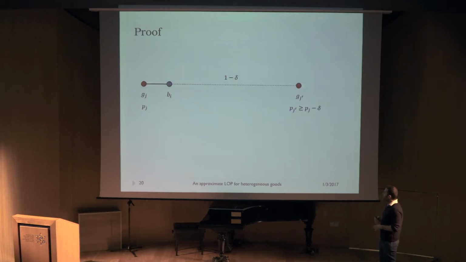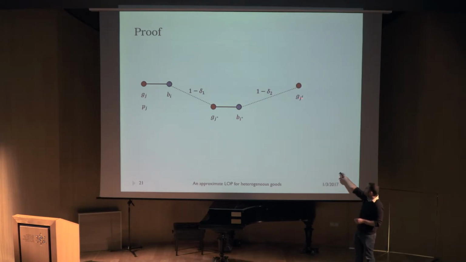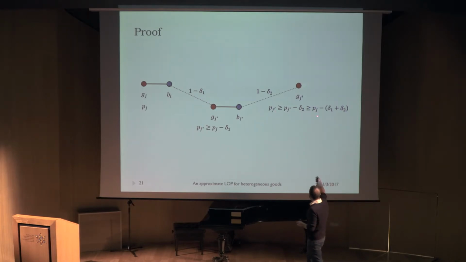Now, this is exactly this relation. We have a good priced at Pj, and if the buyer likes this good 1 minus delta, then the price here should be big, okay? Also true that if we have a good and a buyer in the middle, such that this buyer likes good J star 1 minus delta 1, and buyer I star likes good J prime 1 minus delta 2, then the difference in prices between those two should be at most delta 1, okay? I use the lemma twice, and I get that the price of J prime should be price of J minus delta 1 plus delta 2.